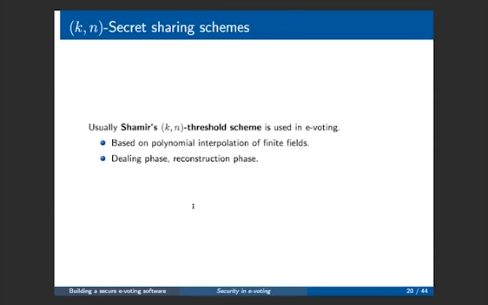In e-voting systems, the typical secret sharing scheme used is the one known as Shamir's k-n threshold scheme, which is based on polynomial interpolation, where each one of the shares is a point in the graph. And of course, it has the dealing phase and reconstruction phase.